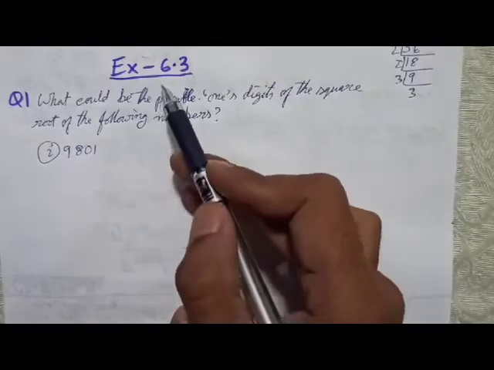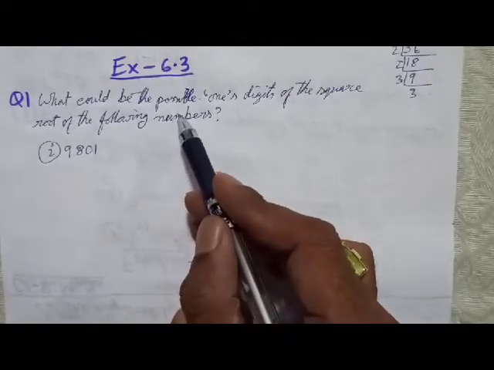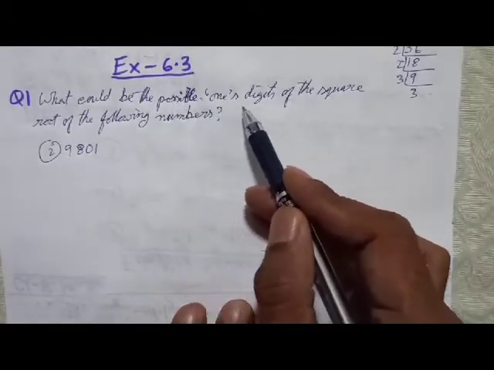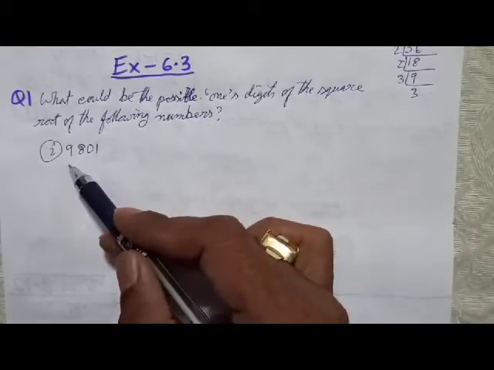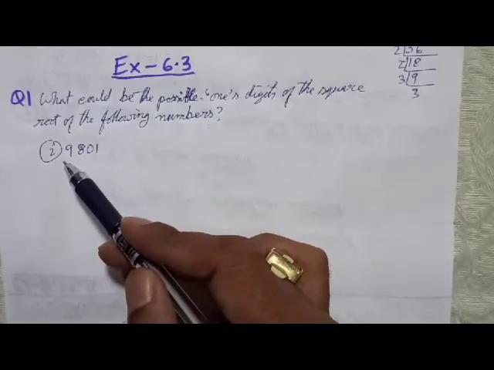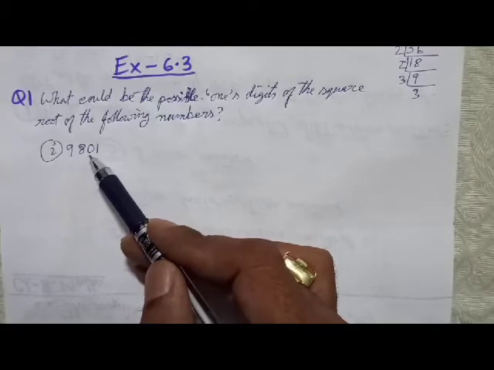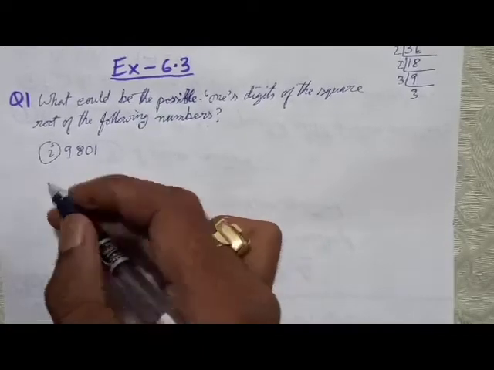Now let's start exercise 6.3. Question number 1. What could be the possible ones digit of the square root of the following numbers? Now let's try Roman number 1, 9801. Here the question says that if we try to find out the square root of 9801, what could be the possible ones place digit? Now solution.